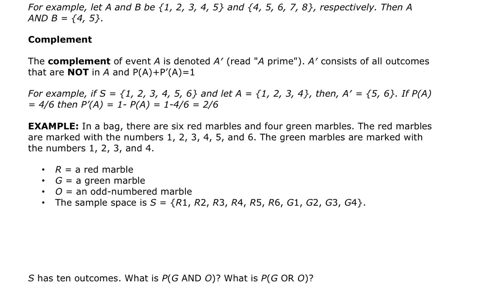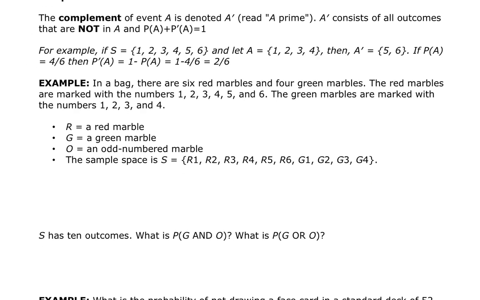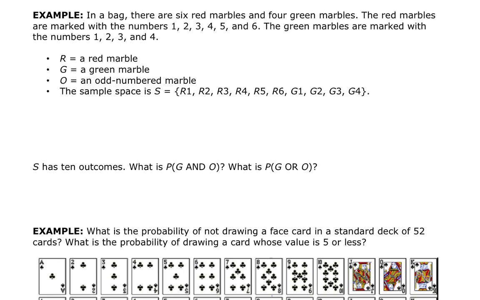So then if I wanted to know what is the probability that it's green and, so I'm looking for the overlap, and it's odd. So I know my sample space, if I list all these out, is 10 possible outcomes. And if I want a green one and an odd number, then the only ones that are green and odd are G1 and G3. So in this case, this is just going to be 2 out of 10, or in other words, 1 out of 5.